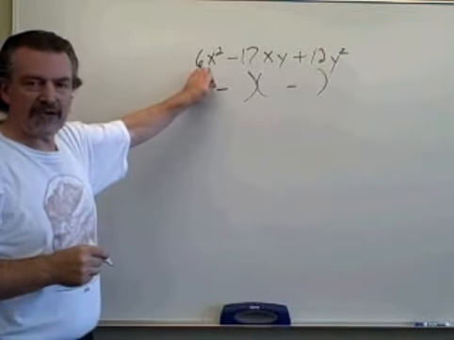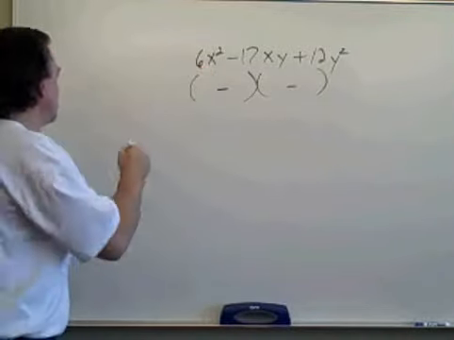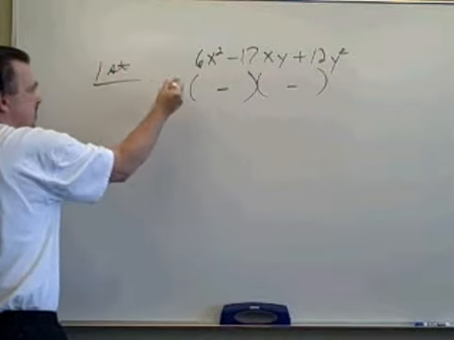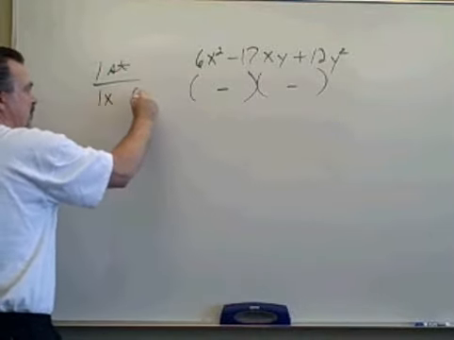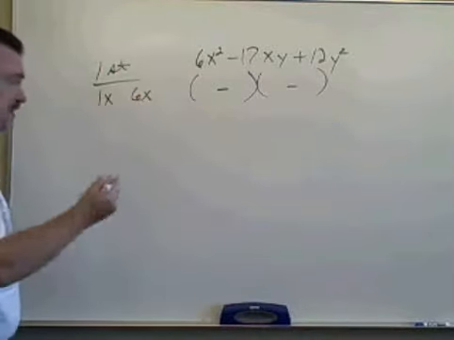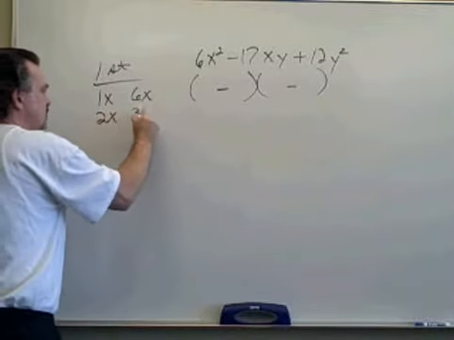Now, let's list the factor pairs of the first term. So that first term is 6x squared. I would get that by multiplying 1x times 6x or 2x times 3x.